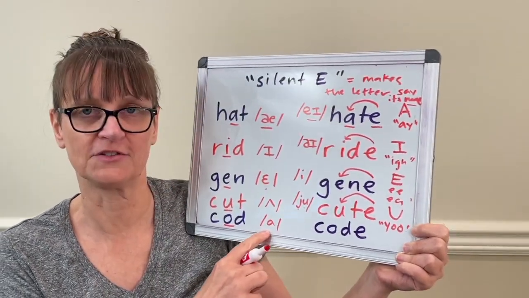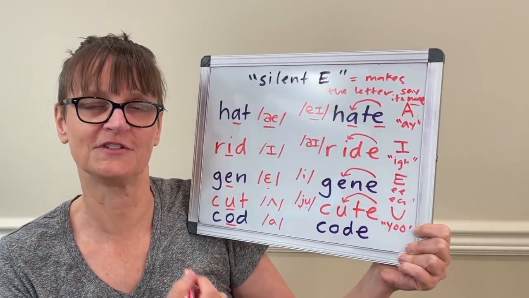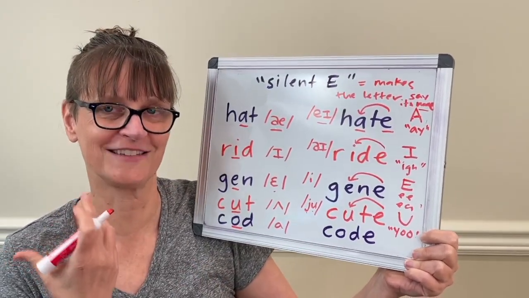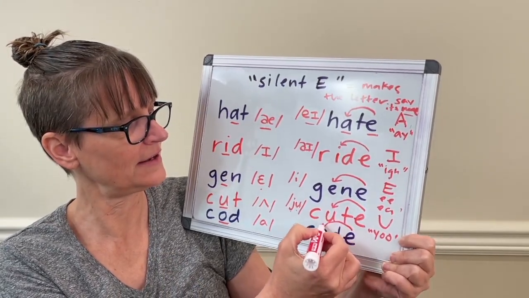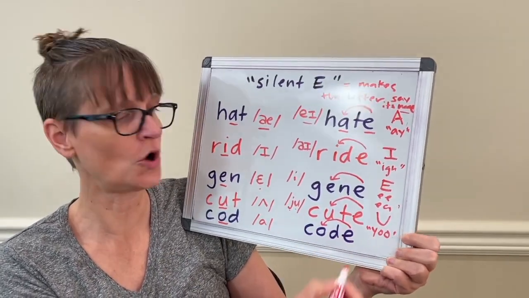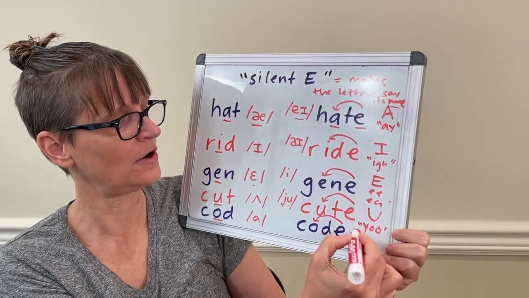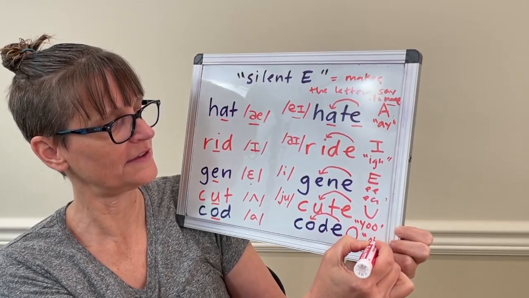The symbol for that is this, and I often rewrite that with letters AH, so you can think of it as an ah sound like you might use in your native language. But when I add the E, cod becomes code, and now I have letter O. I often write that this way.